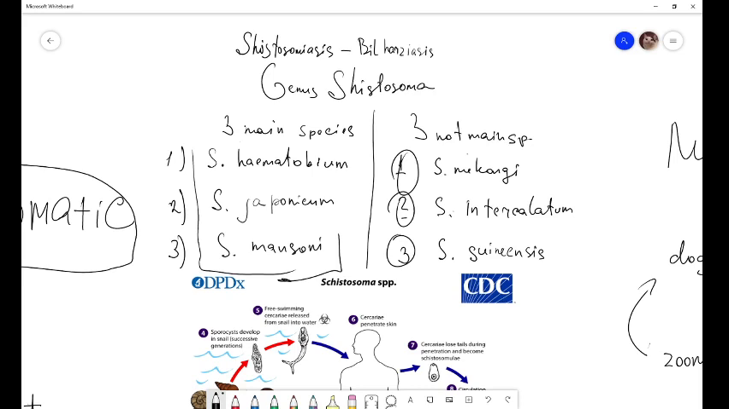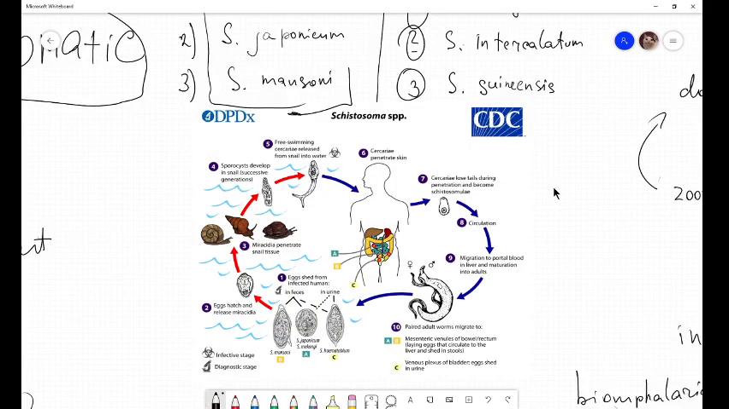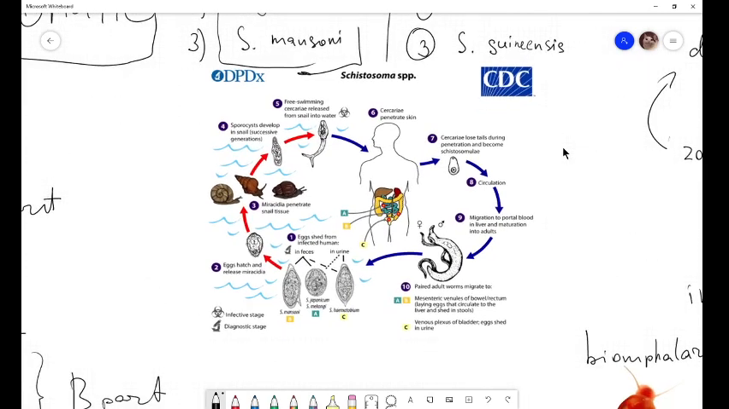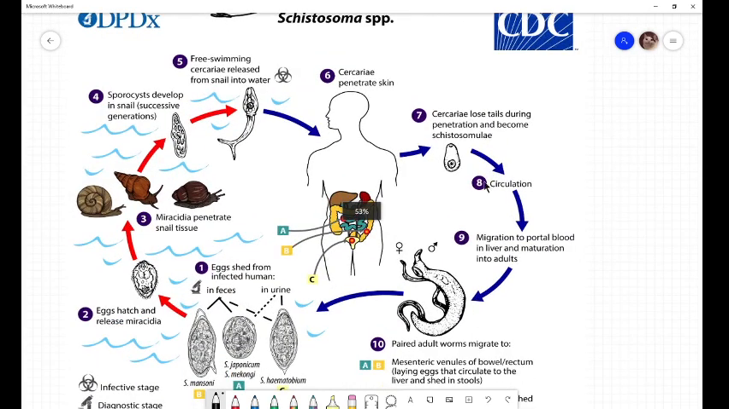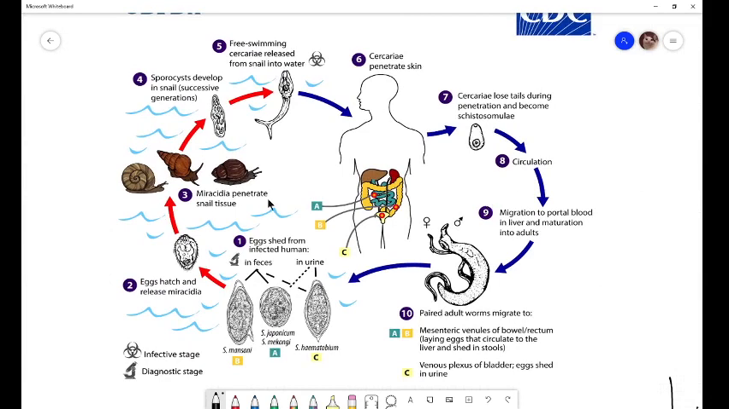Okay, life cycle. Let's go to life cycle. Life cycle is not so hard. Sometimes it's more simple than that of another fluke. And what about life cycle? Schistosoma eggs of the three main schistosomas are eliminated with feces and urine, or feces or urine. It depends on the species.